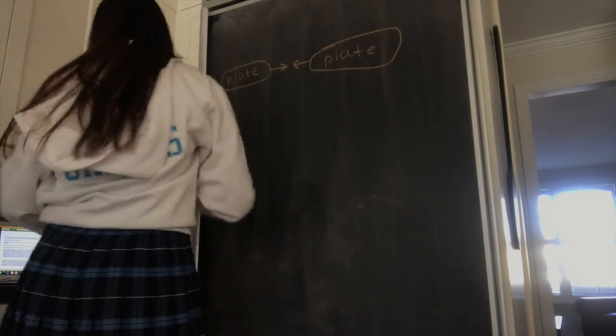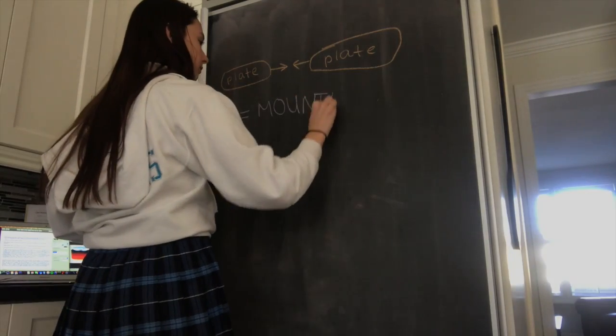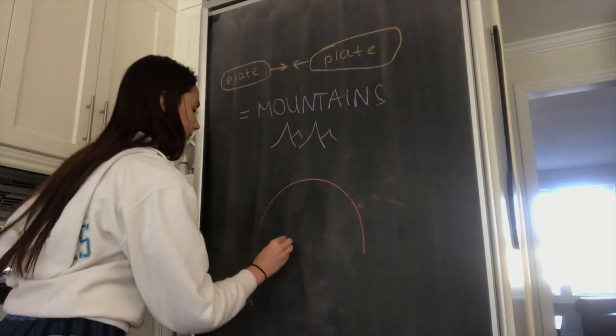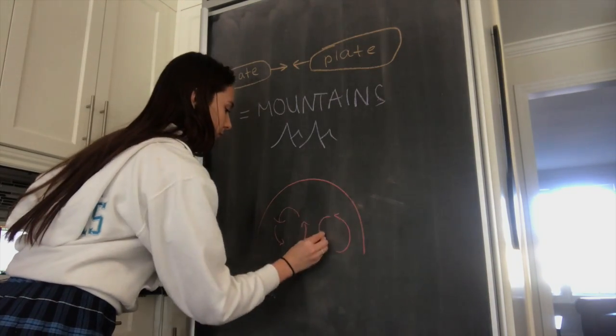Mountains are formed as a result of Earth's tectonic plates coming together. The movement of plates on Earth's surface is fueled by convection currents, which is intense heat in the Earth's core.